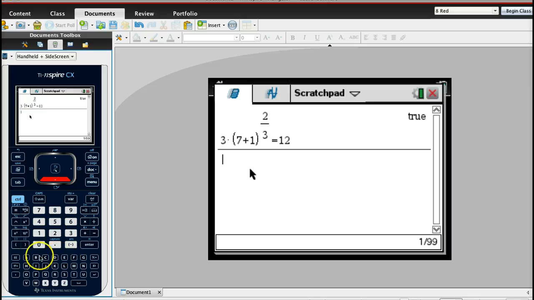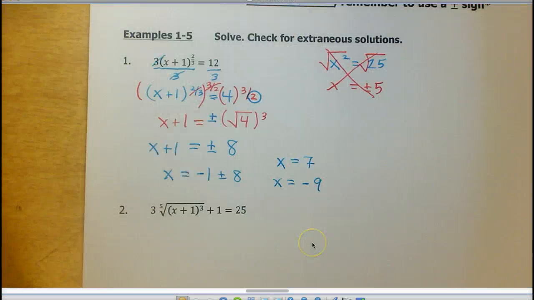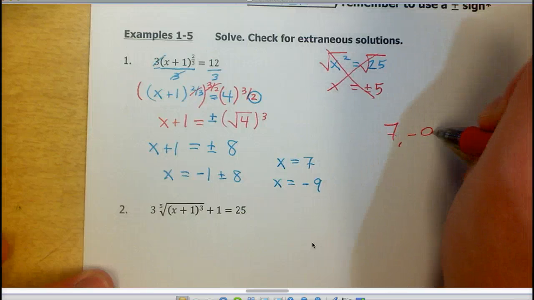And now scroll down and paste it. And instead of 7, now I want to test negative 9. So I'll see if that works, and that one is also true, meaning that both of those solutions are, in fact, actual solutions. So my solutions to this equation are 7 and negative 9.